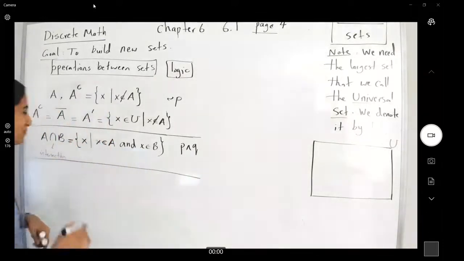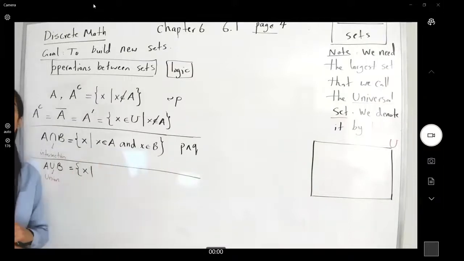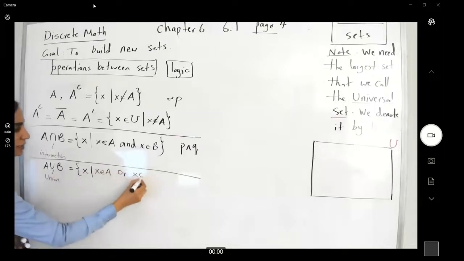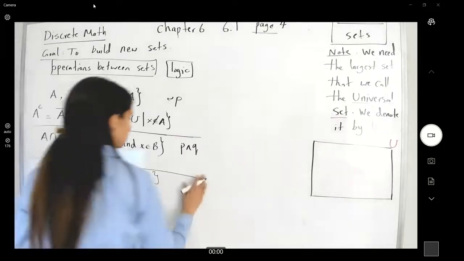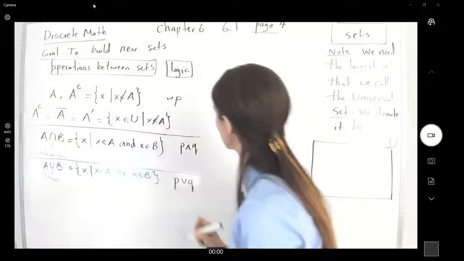We have the union, A union B. This is for union. It is the set of all elements X such that that element is either in the first set, or it might not be in the first set, it might be in the second set. X belongs to A or X belongs to set B. The logical equivalence is P or Q.